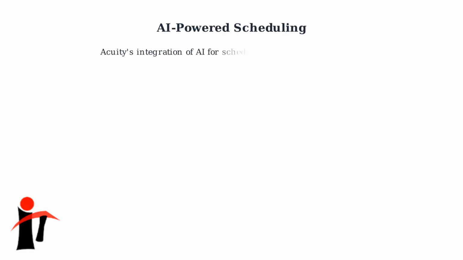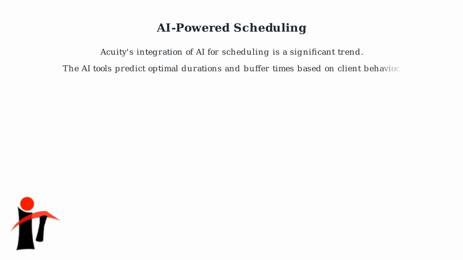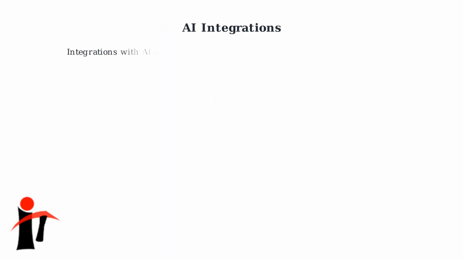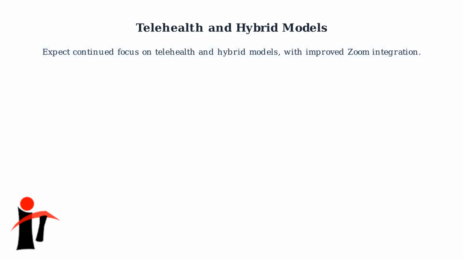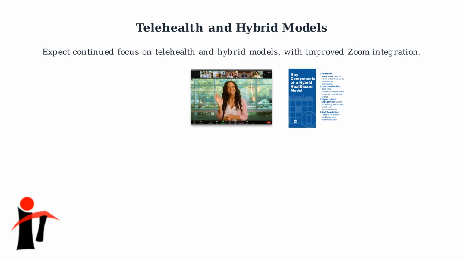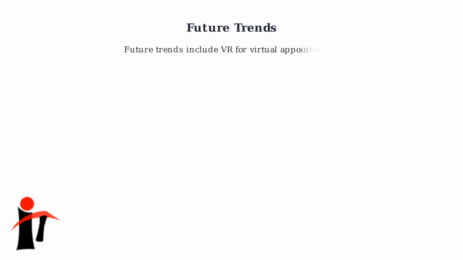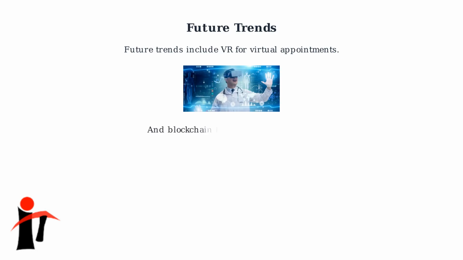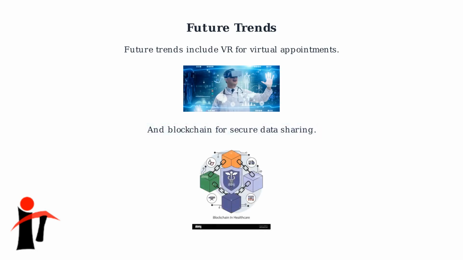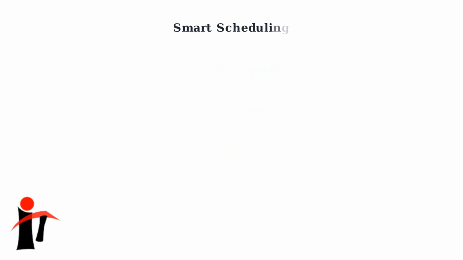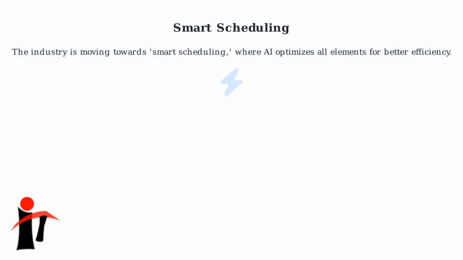Acuity's integration of AI for scheduling is a significant trend. The AI tools predict optimal durations and buffer times based on client behavior. Integrations with AI assistants like ChatGPT for form generation are emerging. Expect continued focus on telehealth and hybrid models with improved Zoom integration. Future trends include VR for virtual appointments and blockchain for secure data sharing. The industry is moving towards smart scheduling, where AI optimizes all elements for better efficiency.